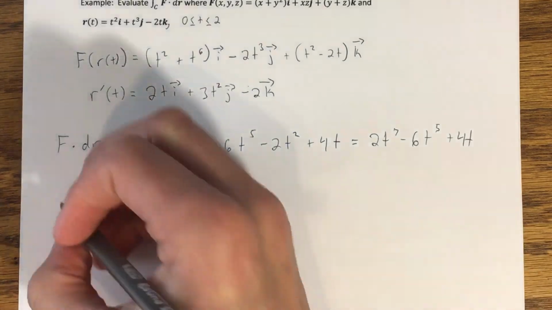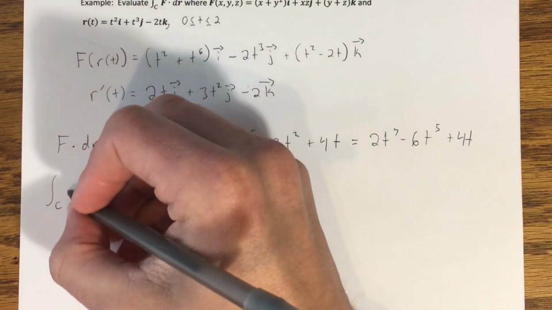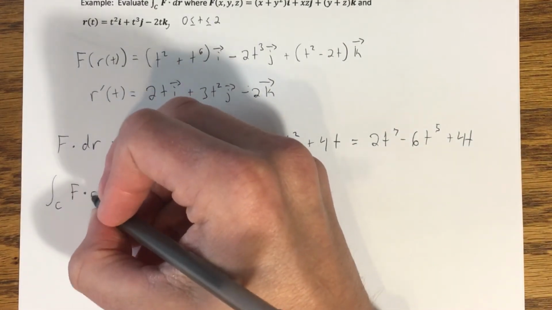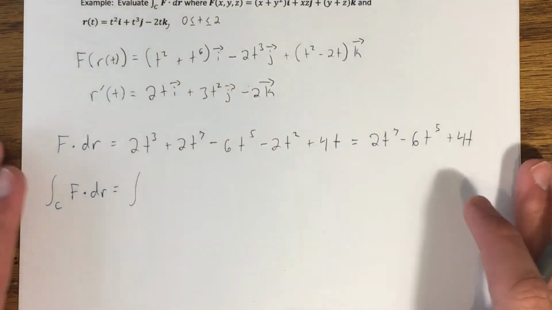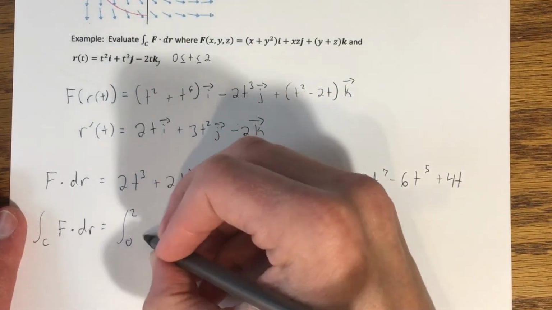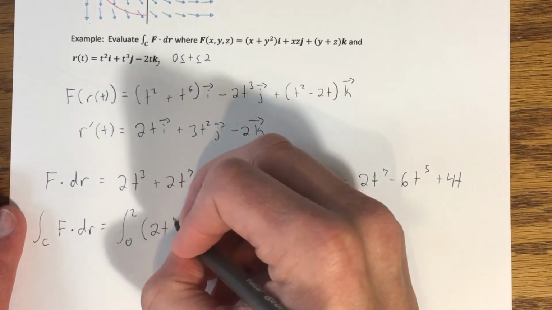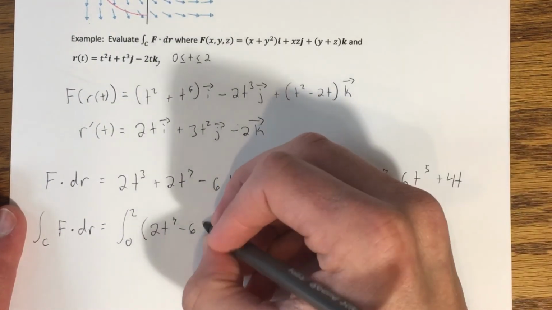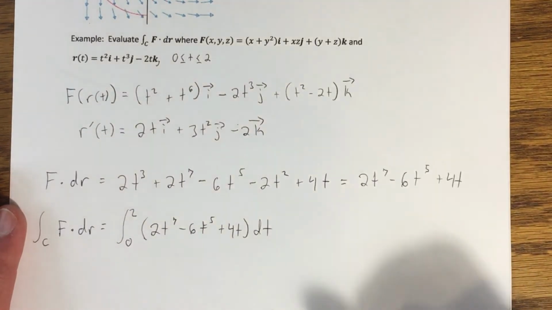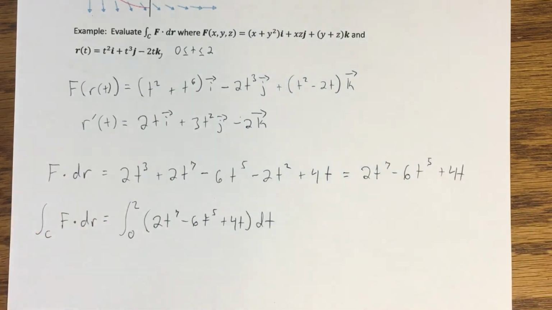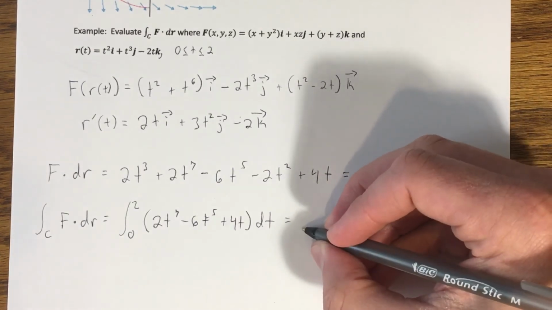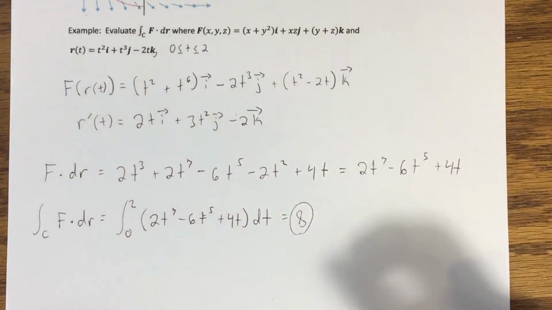Okay, so now to wrap it up, if I want the line integral of f dot dr, that would be equal to the definite integral. The limits of integration come from my parametrization here, so that's 0 to 2. And then this is 2t to the seventh minus 6t to the fifth plus 4t dt. Okay, and again, polynomial, really easy to integrate that, so I'm going to skip the lengthy work. That one comes out to 8.